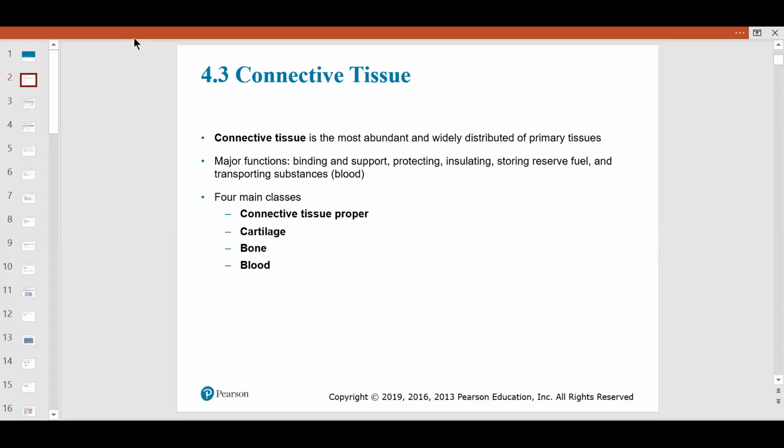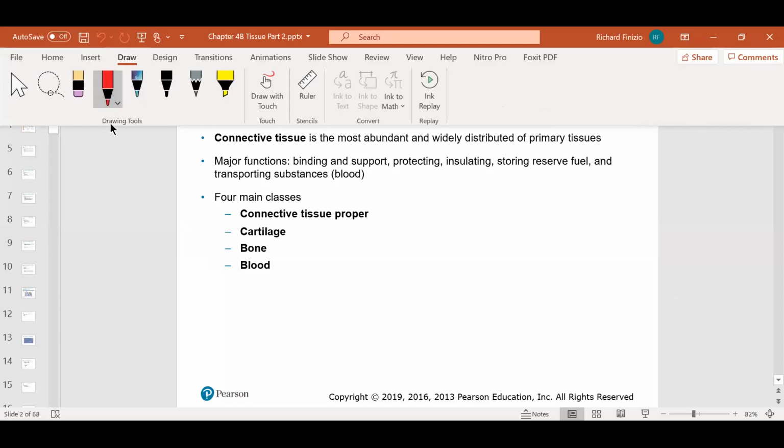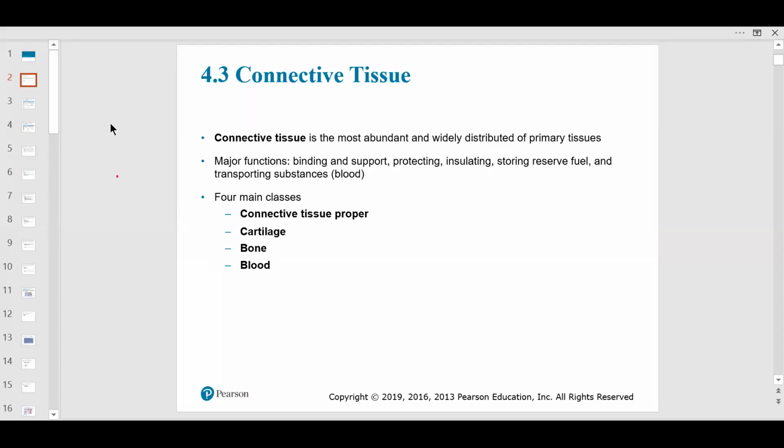So connective tissue. The most abundant and widely distributed tissue. So you should know what that protein is everywhere. That's collagen.